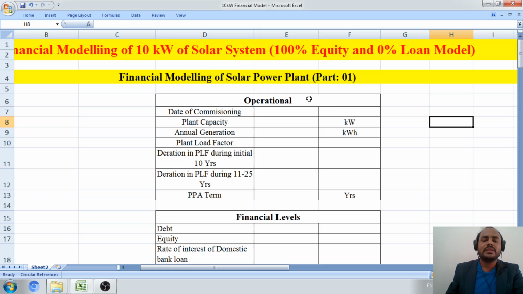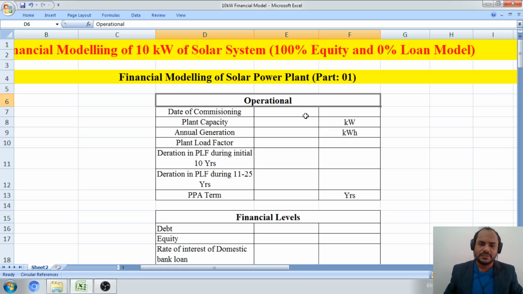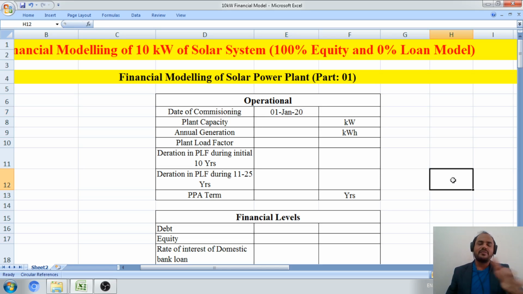The first parameter in the formulation of the financial modeling is the decision of the operational parameters. The operational parameter is the date when we start our solar power plant, which we call the date of commissioning. So first, we mention the date of commissioning of the solar power plant. Here we are considering the 1st of January as the date of commissioning of the solar power plant for which we are building the financial modeling. Any date where your solar power plant is starting, you can consider here as the date of commissioning.